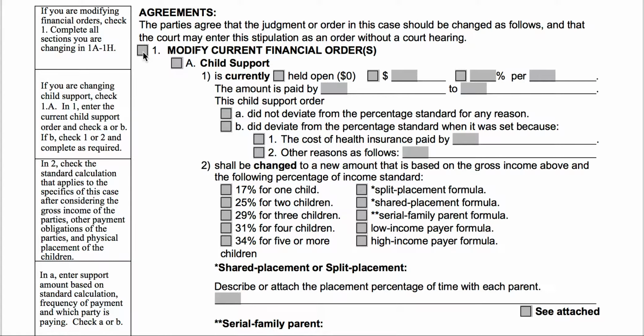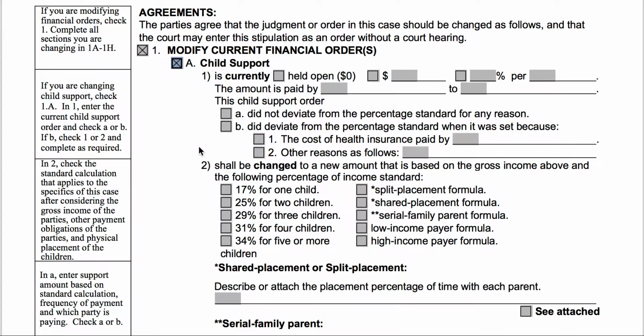You'll click that you want to modify current financial orders, because child support is a financial order. And I say click, but of course, if you're handwriting, you can just check by hand. You aren't required to type the forms. So you indicate it's a financial order, and then you're going to check A, child support, because this form addresses a lot of different kinds of financial orders, and child support is the one we want to talk about.